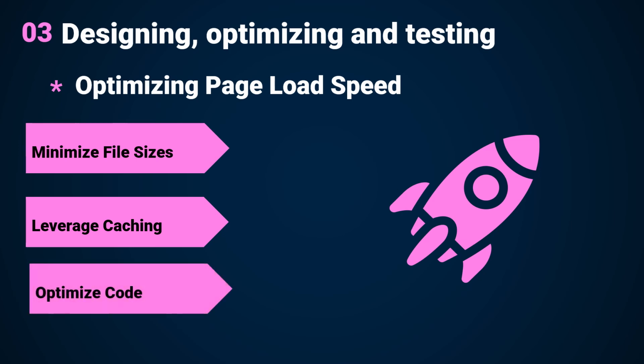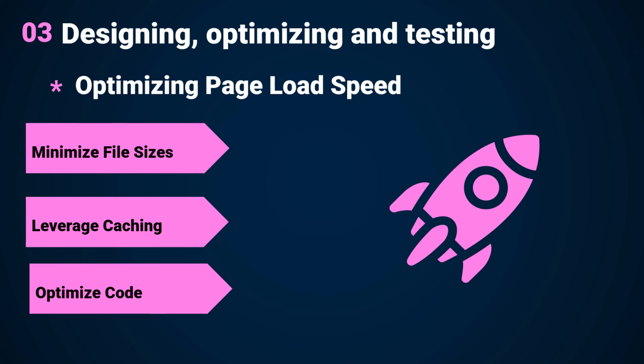Optimizing code can improve page load speed by reducing the amount of processing required by the browser. Minify HTML by removing unnecessary whitespace and comments. Use efficient coding practices, such as lazy loading images and deferring JavaScript execution, to prioritize critical content and reduce initial load times.